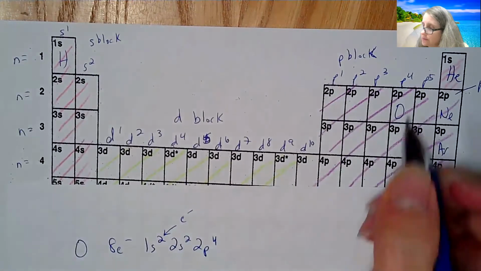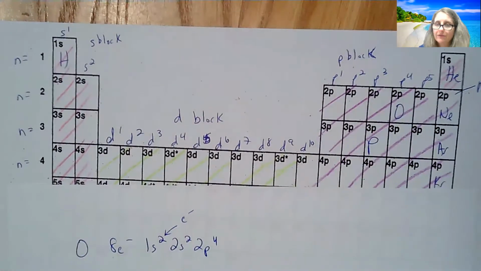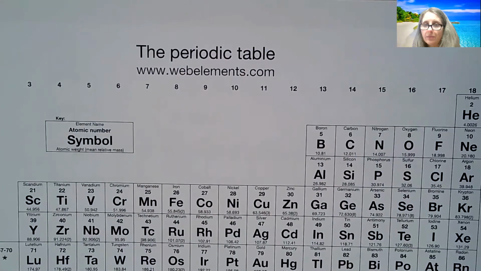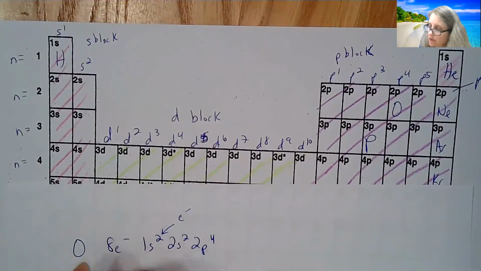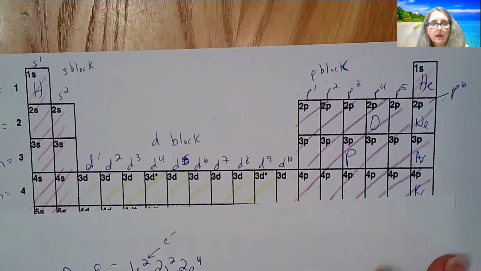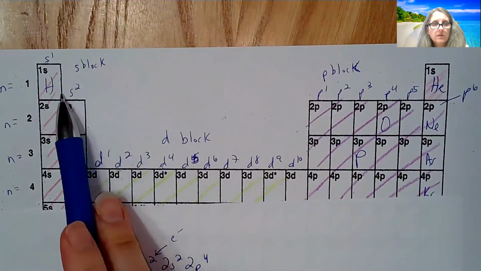But let's try another one. Let's try phosphorus again. Find it on your real periodic table. It has 15 electrons. So phosphorus has 15 electrons. Okay, so starting at the top, start over here.